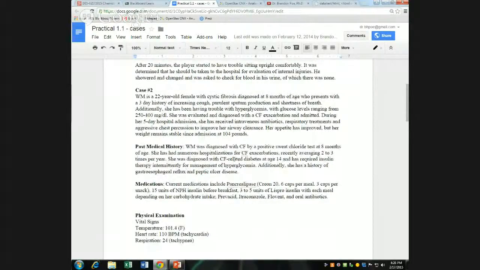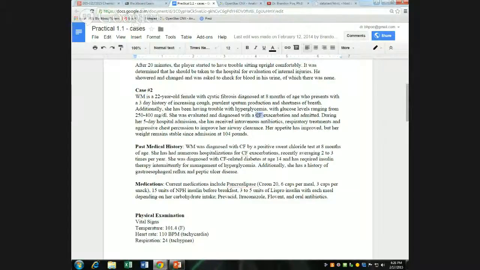I want to point 2 of them out because they're really not defined within this, and they might be kind of confusing. The first thing is it starts off saying WM is a 22-year-old female with cystic fibrosis. WM are her initials. So don't try scouring the internet trying to figure out what WM is an abbreviation for. It's just her name. Okay, that's not terribly explicit in the case, but that's what's going on.